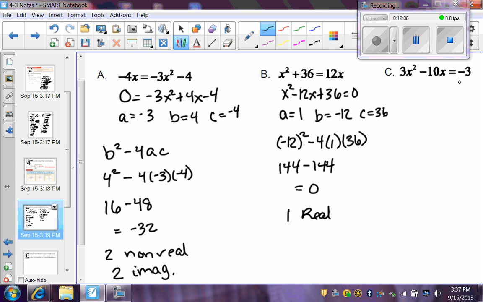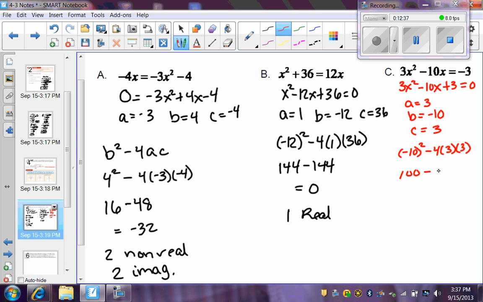And our last one with this is get it in standard form. I'm going to change colors here so I don't mix up the two problems. That's 3x squared minus 10x plus 3 equals 0. So a is 3, b is negative 10, c is 3. So we have negative 10 squared minus 4 times 3 times 3. So that's going to be 100 minus 36. So that comes out to be 64. So since that number is greater than 0, that tells me that there's two real solutions.